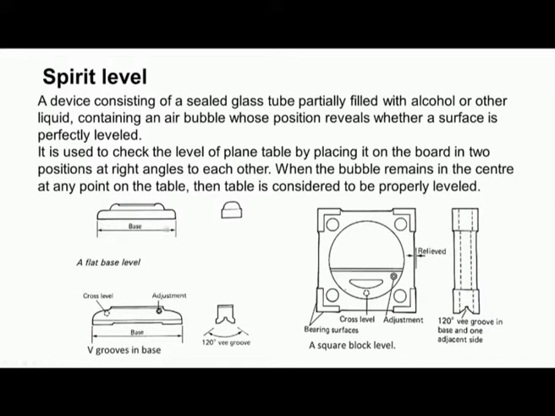This is a flat base level. This is the glass tube which is partially filled with alcohol. There will be a bubble here. You can see the base is flat, and we have a V groove in the base. So, you can see the side view, we have a 120 degree V groove, and inside there is a glass tube, and sometimes a cross level is also provided. And this is a square block level, again with a 120 degree V on the base.